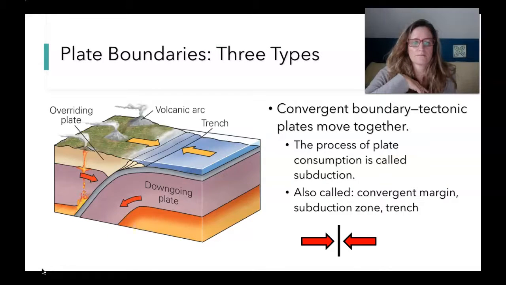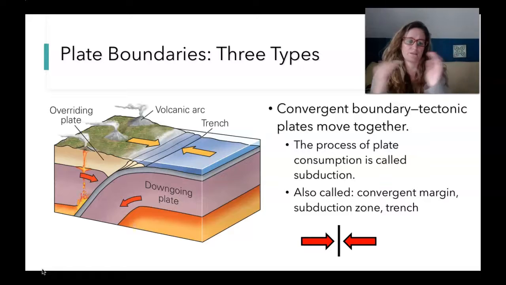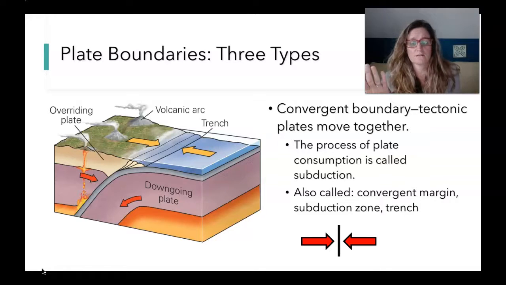A convergent plate boundary is where the plates are moving together. Plates are consumed or recycled back down into the mantle at a subduction zone. The plate is subducting. This is called a convergent plate boundary, a subduction zone. We may just call them the trench.